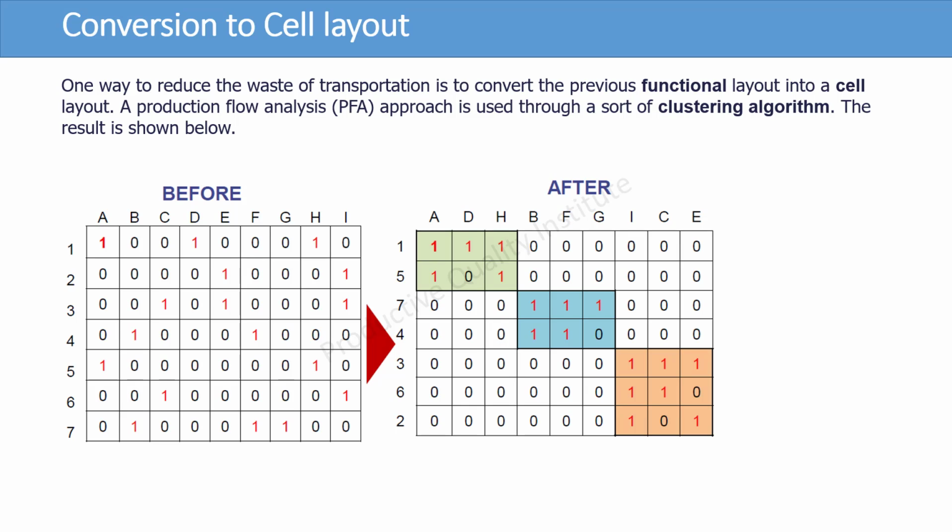One way to reduce the waste of transportation is to convert the previous functional layout into a cell layout. A production flow analysis (PFA) approach is used through a sort of clustering algorithm. The result is shown.